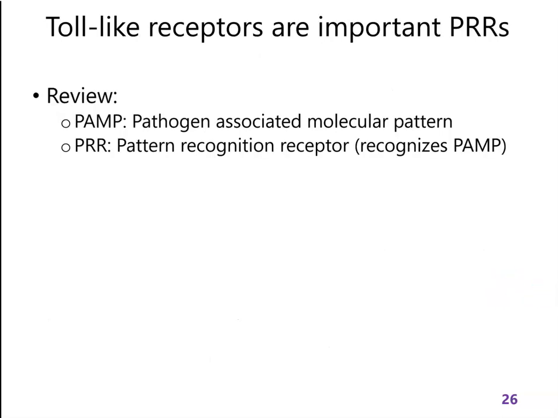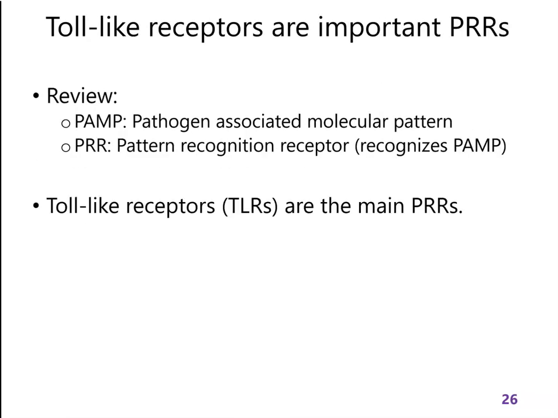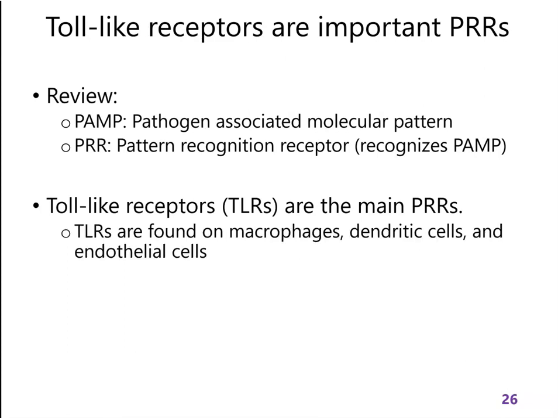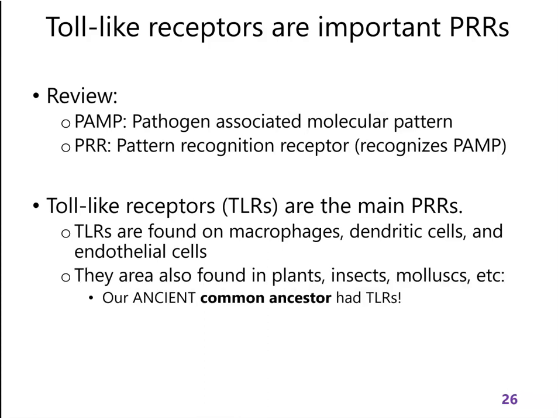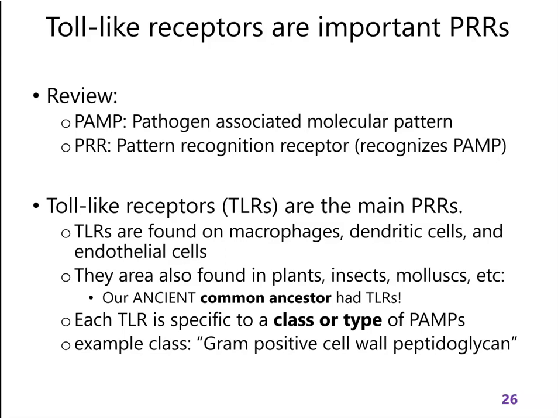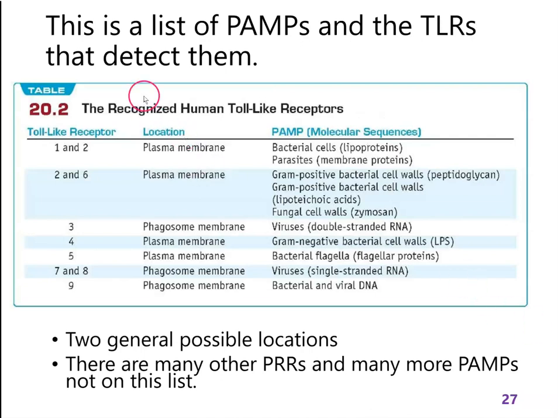So let's look at some examples of these. The toll-like receptors are an important group of pattern recognition receptors. They're important, and they're found on any cell that's going to do phagocytosis and have to identify pathogens. Lots of organisms have that. So plants, insects, they were discovered in fruit flies, basically. And what you will see is that toll-like receptors tend to specifically detect one type of PAMP, like a certain specific type of peptidoglycan. So let's look at a list of PAMPs and the toll-like receptors that detect them.